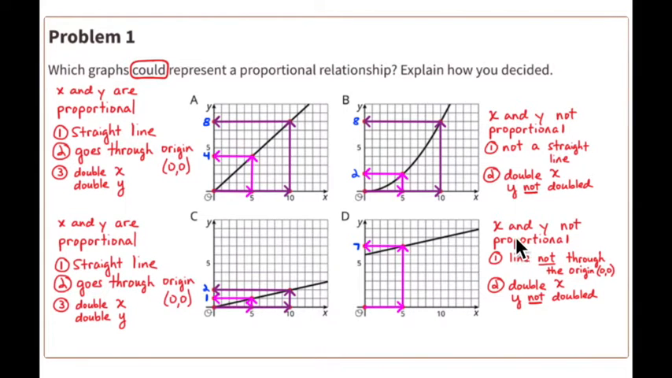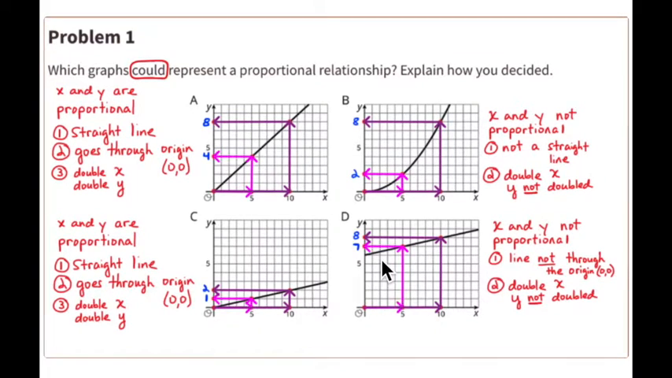And D, although it's a straight line, does not go through the origin. So this also is not a proportional relationship. The line is not through the origin, but look what happens when you double x. When you go from 5 to 10, y is not double, it's not even anywhere close. It goes from 7 to 8.